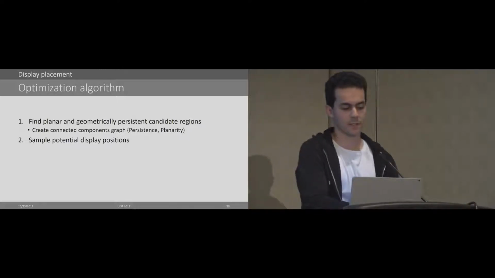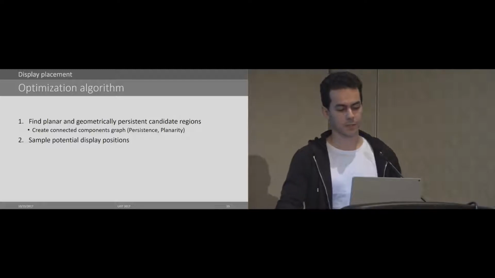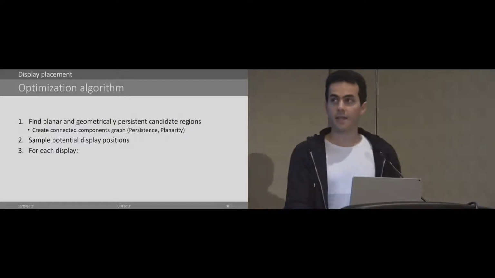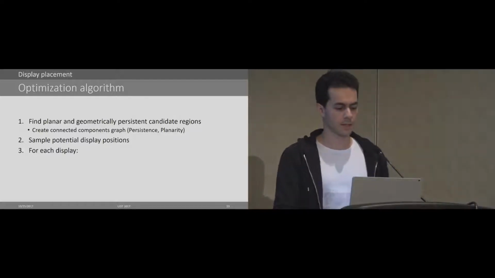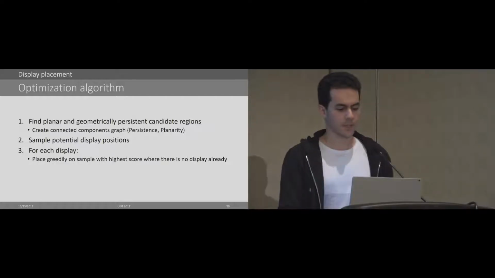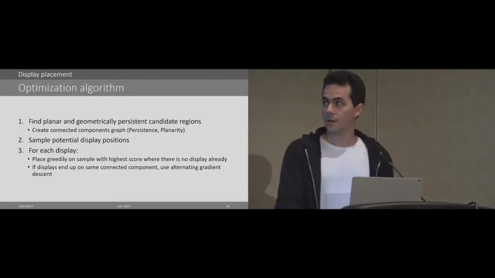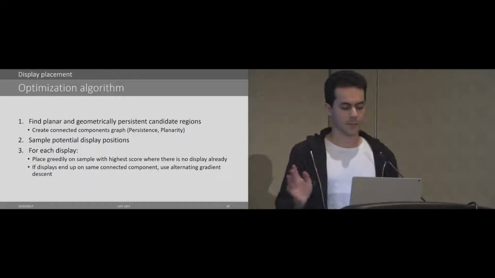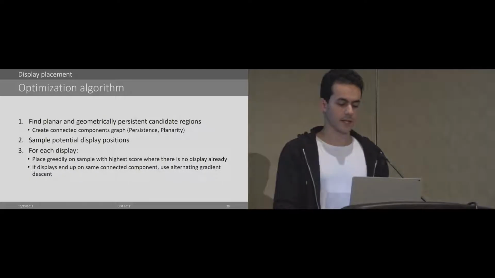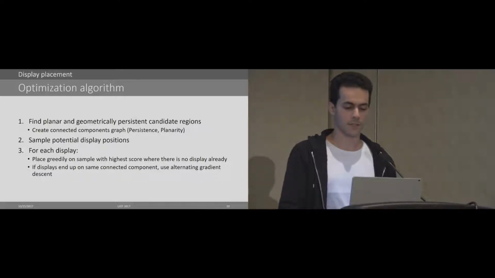The second step is to sample potential display positions. Then for each display to be optimized, we do the following. We place the display greedily on the sample with the highest score where there is no display already. And now that step is kind of important. If displays end up on the same connected component, we use an alternating gradient descent approach.